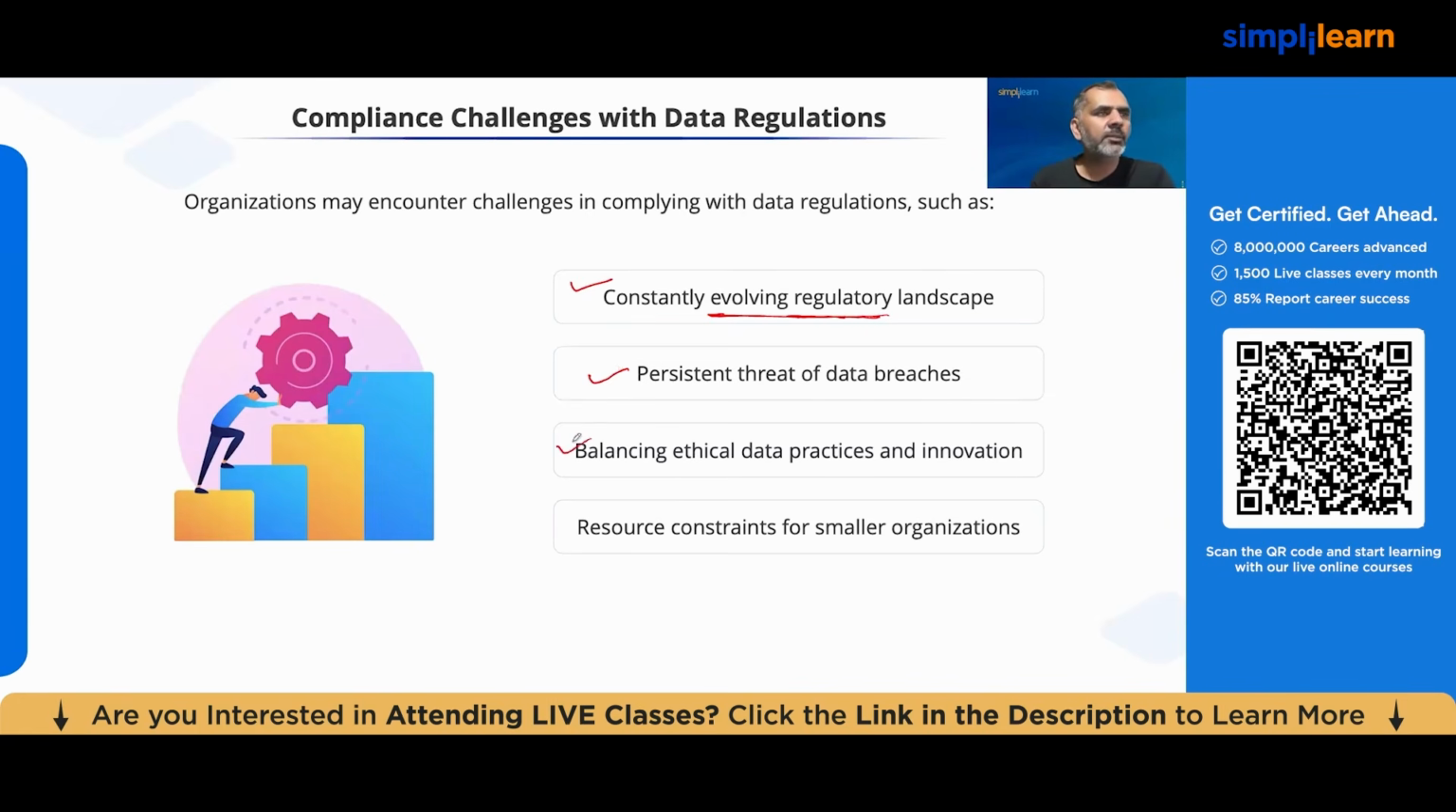Now, next is balancing ethical data practices and innovation. This is very important, and this is where we need to understand. One of the examples is recommendation systems, and personalized recommendation systems. So what is a recommendation system? A recommendation system is basically a way through which you can recommend a piece of information, an item, or entities which are of user preference or interest.